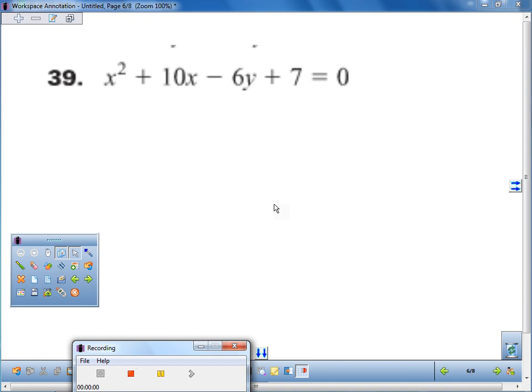Okay, so we're going to classify this one. Now, some of you may already be able to see what type of conic it is, but let's go ahead and go through the process.